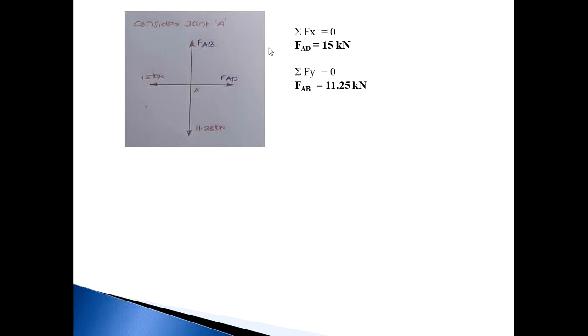Consider joint A. The number of forces meeting at joint A is 4, that is 2 reactions and 2 members. The members are FAD and FAB and the reactions are 11.25 kN and 15 kN. So summation Fx is equal to 0, meaning the algebraic sum of all horizontal forces should be equal to 0. So FAD is equal to 15 kN. Then summation Fy is equal to 0, meaning the algebraic sum of all vertical forces should be equal to 0. So FAB is equal to 11.25.